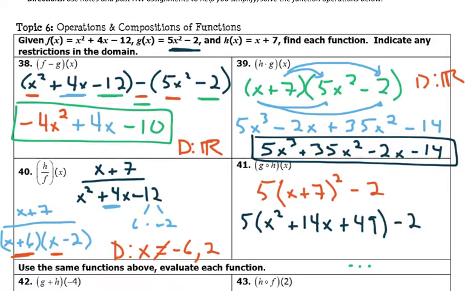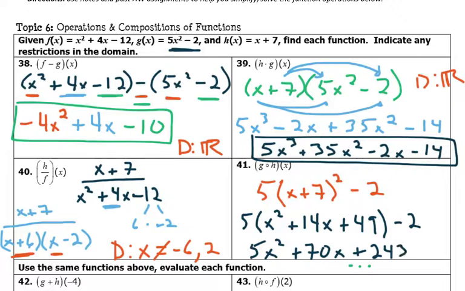Minus 2. All right? And then when we distribute, we have to distribute the 5 and add like terms. Our final answer will end up giving us 5x squared plus 70x. Now, 49 times 5, that's going to end up giving us 245. Minus 2 is going to end up being 243, so plus 243.